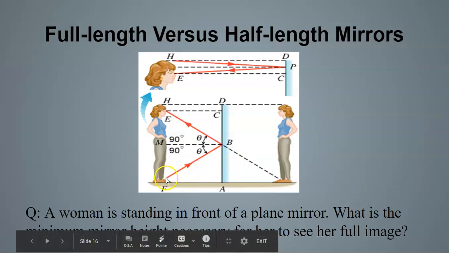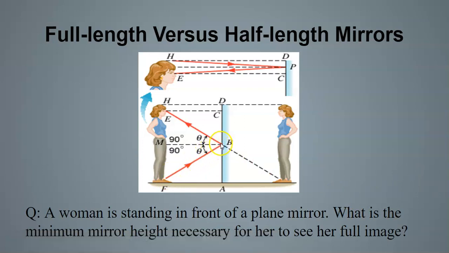If we think about the light coming up from our feet, it's going to hit at point B and bounce into our eye. We don't really need any mirror below point B. And the same thing on the top. Here's the top of my head. Well, it doesn't quite look like that, but the light comes down. It's going to hit about halfway between the top of my head and where my eyes match up, and then bounce into my eye. So I don't really need anything above that point either.